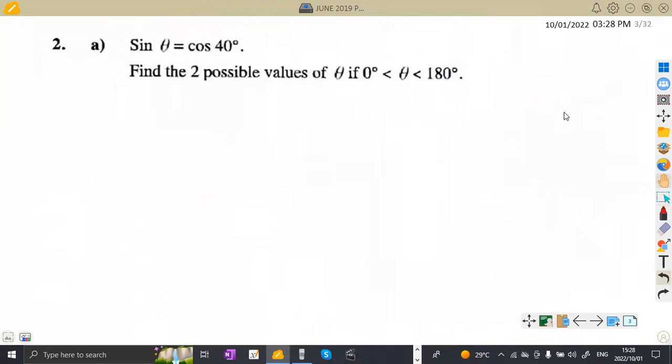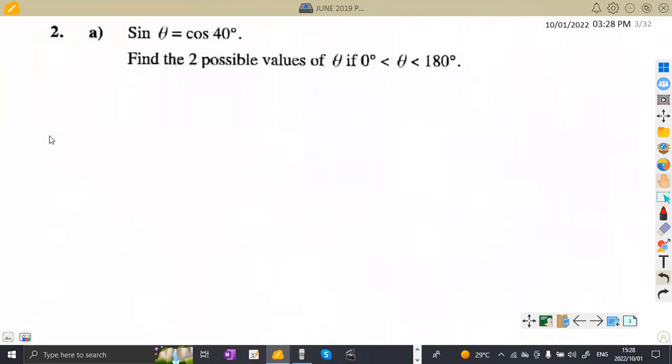Okay, question 2, you're given that sine theta is equivalent to cos 40 degrees. All right, so find 2 possible values of theta. Okay, what are the values of theta that we can have in this case, which are equal to cos of 40 degrees? Okay, so what we actually know is that from the cos that we have here, we are given a cos of 40 degrees.